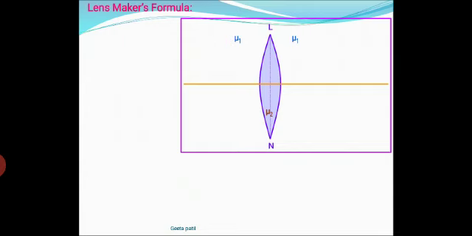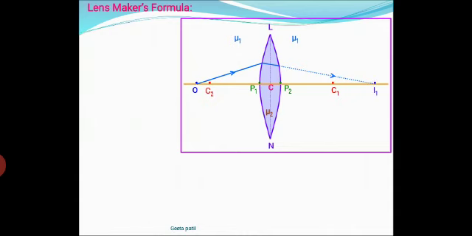The line which is passing through the center of the lens is known as the principal axis. Let P1 be the pole of surface LP1N and P2 be the pole of the second surface LP2N. Let C1 and C2 be the centers of curvature for the surfaces LP1N and LP2N respectively. O is the point at which we will keep the object.